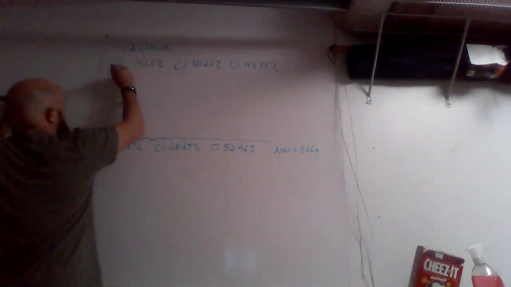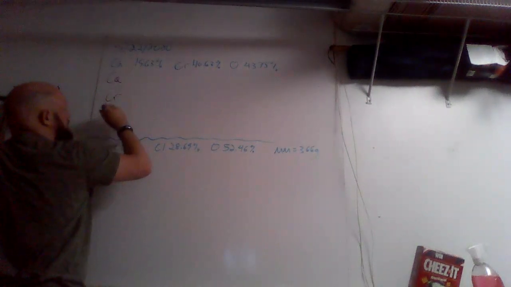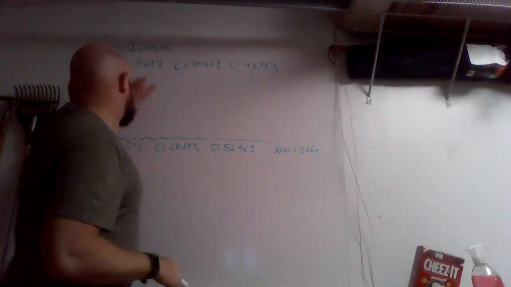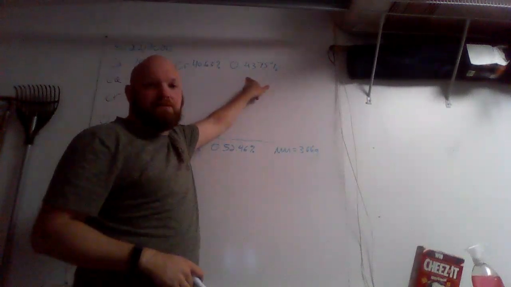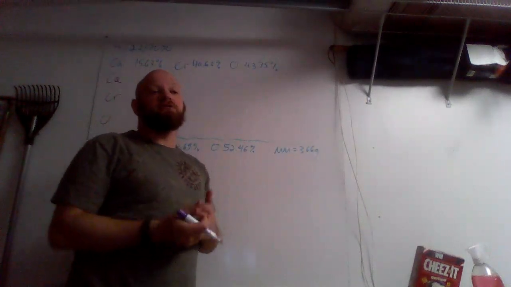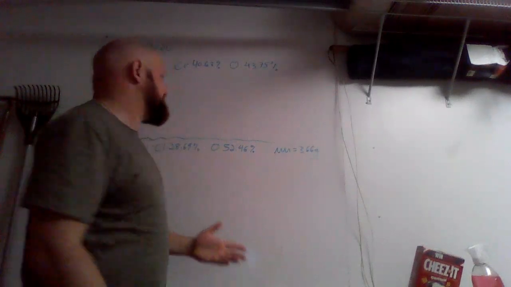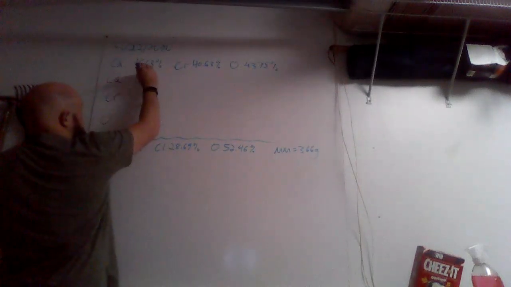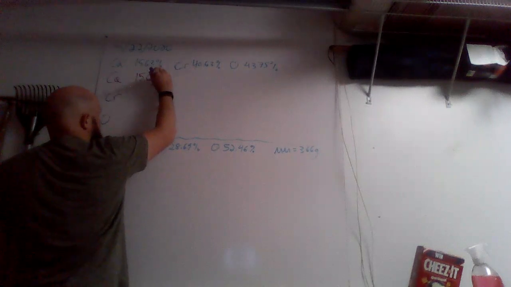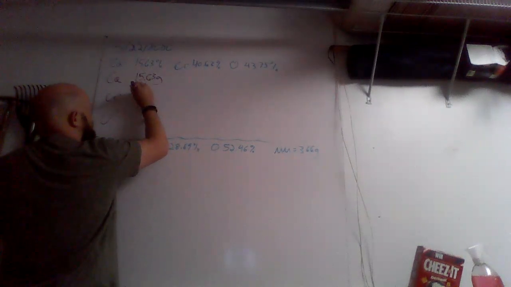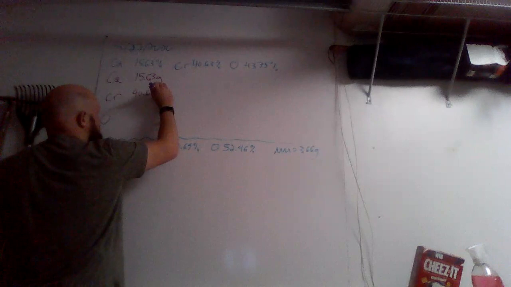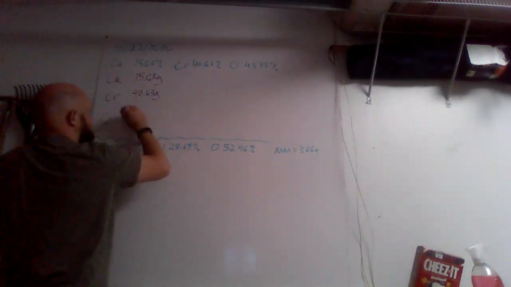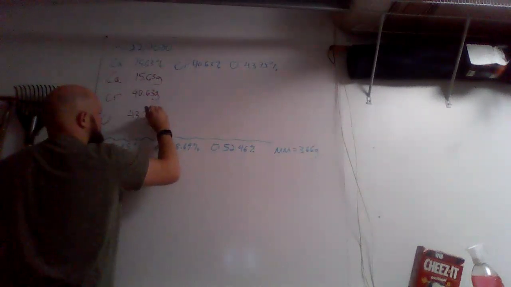So I have calcium, chromium, and oxygen. Okay, next. Each percent adds up to 100% when you total them. So we could also imagine we have 100 grams to make our life easy. That means 15.63% becomes 15.63 grams, 40.63% becomes 40.63 grams, and the same thing for 43.75.